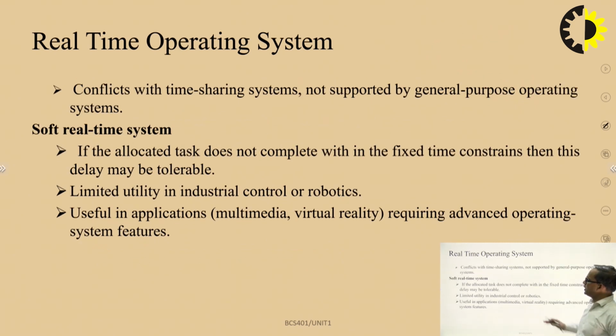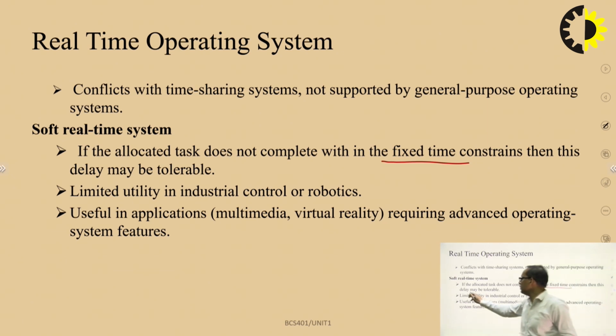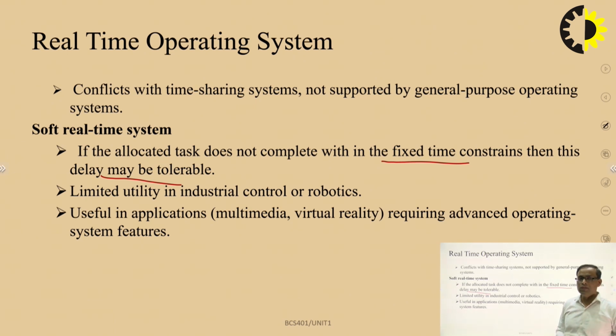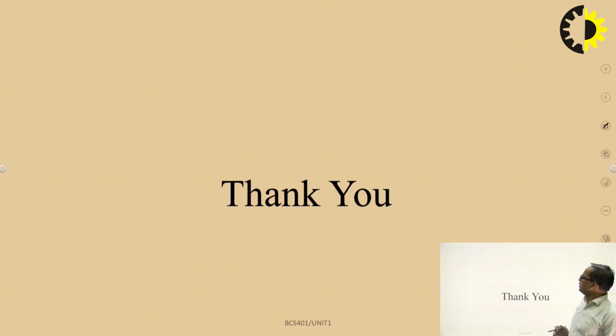The second one is the soft real-time system. The strict, fixed time constraint is also there. But if the process or task doesn't complete within that fixed time constraint, the system doesn't fail. Performance of the system may be degraded, but the system doesn't fail. It means that the delay may be tolerable. Performance of the system may be degraded, but the overall system doesn't fail. Examples are sending audio, video, or a normal personal computer system.